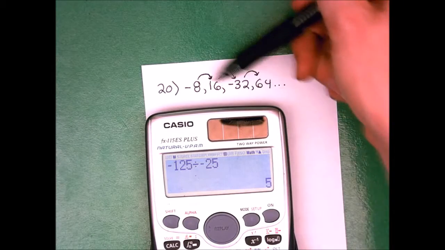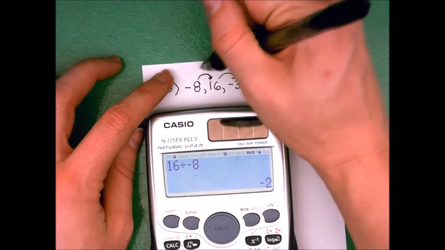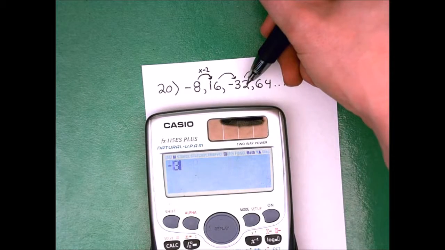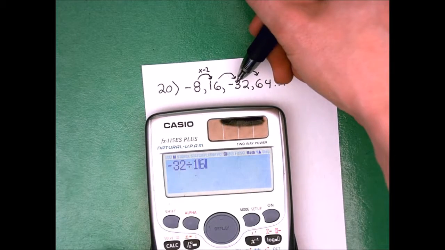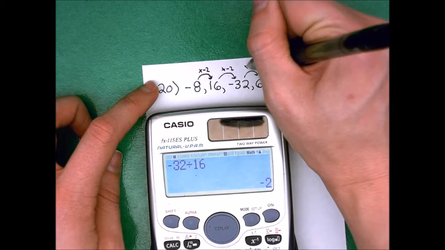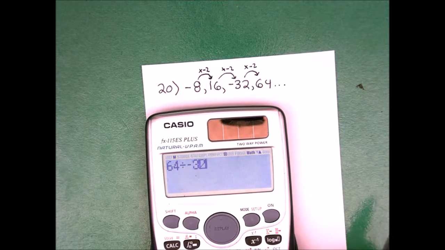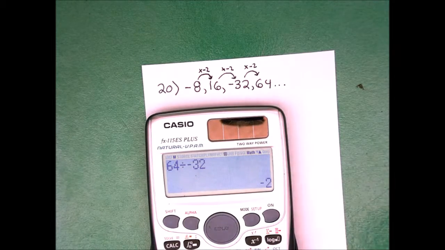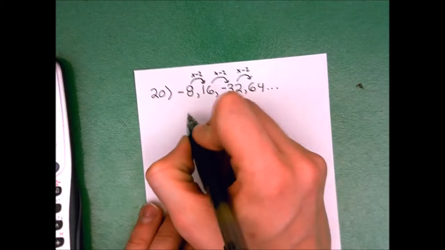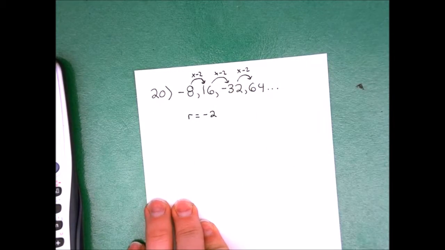We can do 16 divided by -8, and we get -2. So I know I'm multiplying by -2. -32 divided by 16, I get -2 again. And when I do 64 divided by -32, I'll get -2 again. And so that proves that it's a geometric sequence because -2 is my common ratio, and we're going to go ahead and call that r. My common ratio is -2.